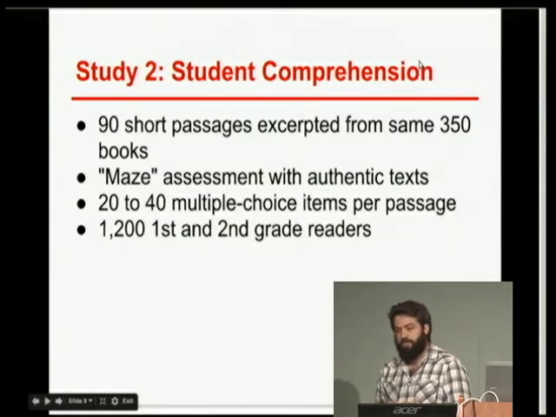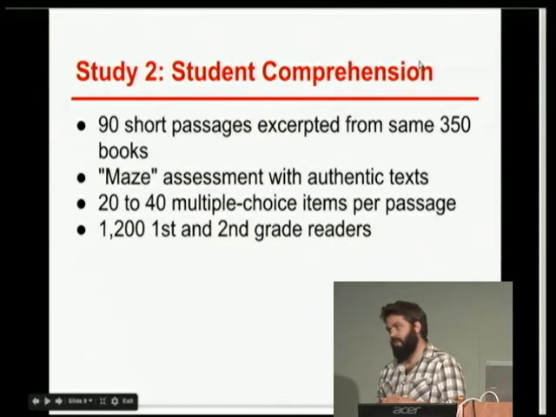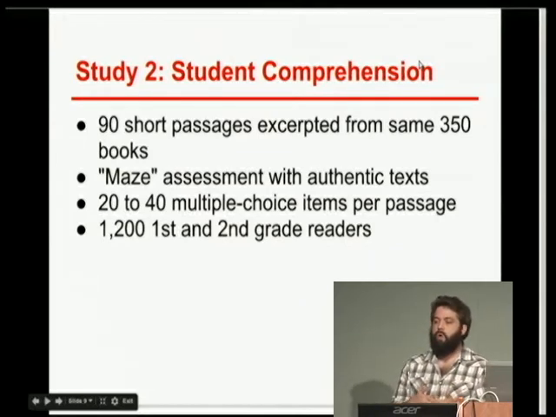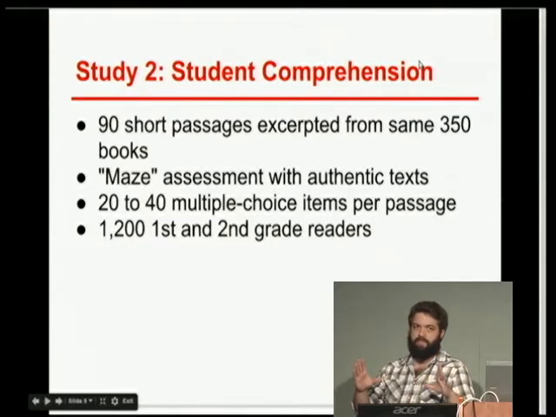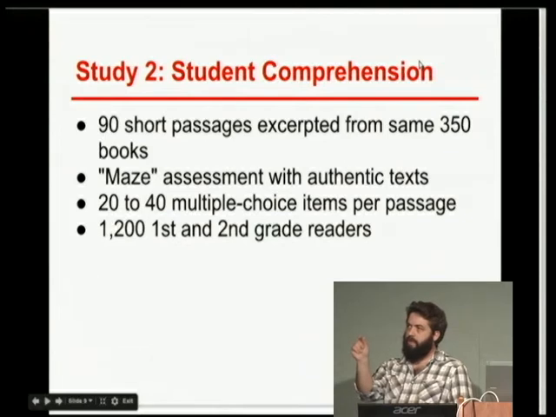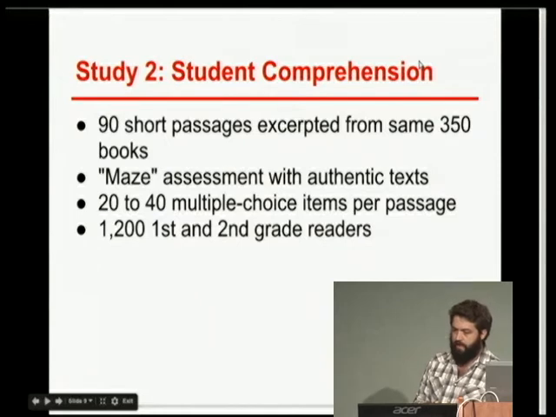The second study was on student comprehension. We actually did a couple of things here, but I'll just tell you about one of them. This is a lot more costly than doing the teacher survey, so we didn't do it on all 350 of our books. We did it on 90 passages excerpted from those books. We created a maze type assessment with the authentic text again. Students are looking at the book with the pictures and everything in place, but every couple words, a word is removed and a multiple choice item is there. Like, which word was in the text? Circle that word. There were 20 to 40 of those items per passage, and we had 1,200 first and second grade readers perform this assessment.